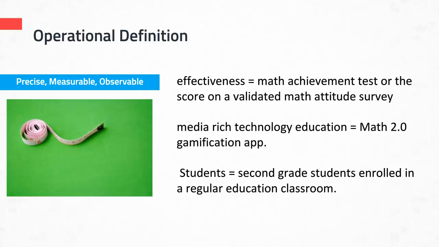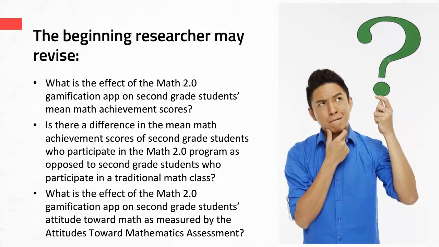So now let's take these more operational definitions and put them into the question to make it a better stated question. So here are several better stated questions. The researcher can use the terms math achievement scores, Math 2.0 gamification application, and second grade students in the following ways to revise the question. He or she may state, what is the effect of the Math 2.0 gamification app on second grade students' mean math achievement scores?